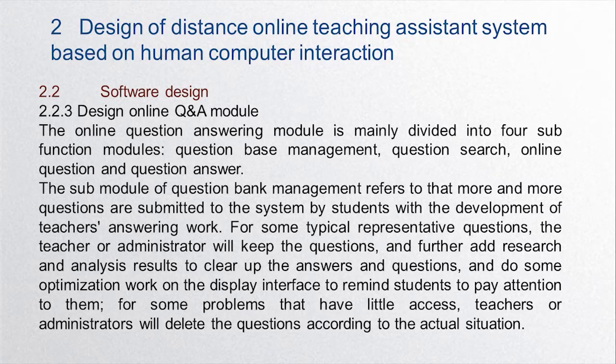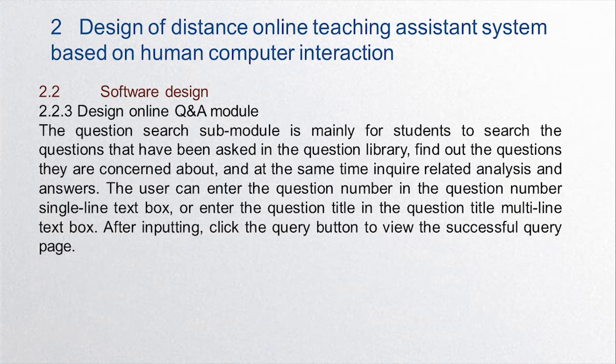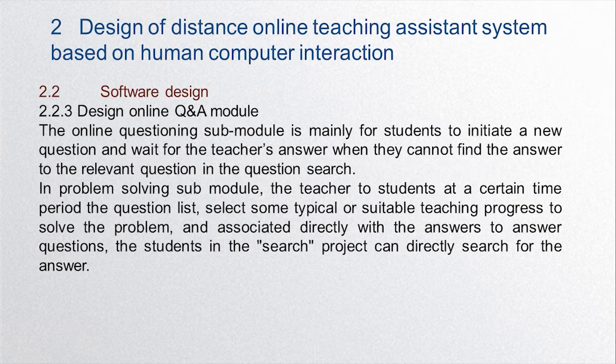The online question module is mainly divided into four sub-functional modules: question-based management, question search, online question, and question answer. The question search sub-module is mainly for students to search the questions that have been asked in the question library, find out the questions they are concerned about, and at the same time inquire about related analysis and answers. The online question sub-module is meant for students to initiate a new question and wait for the teacher's answer when they cannot find the answers to the relevant questions in the question search.